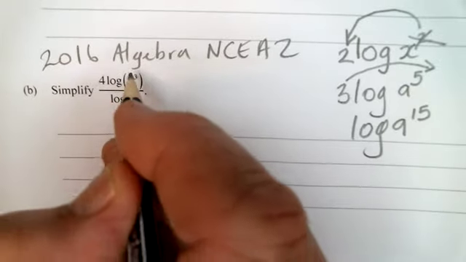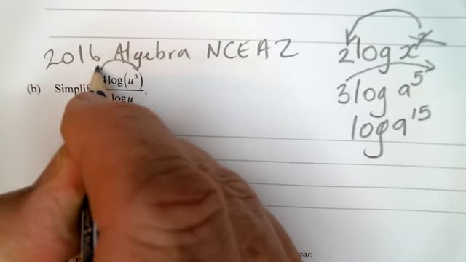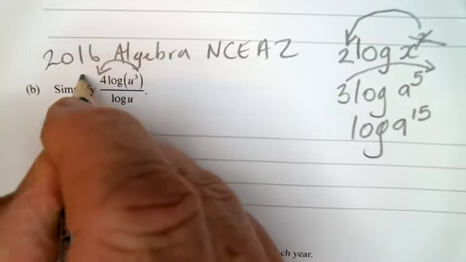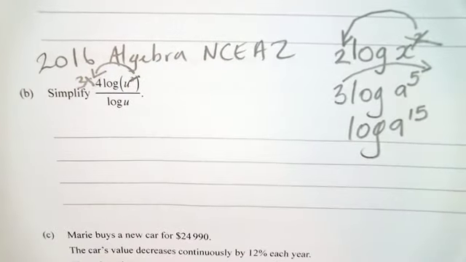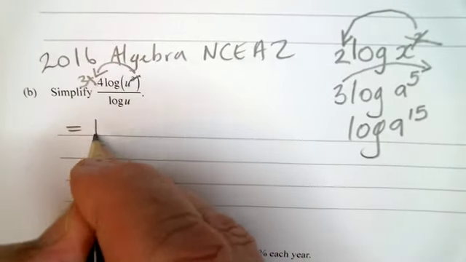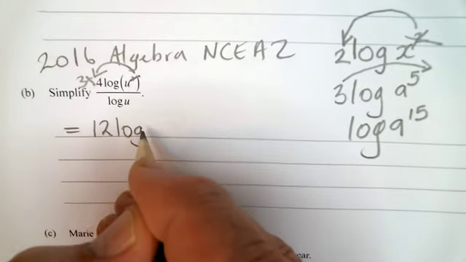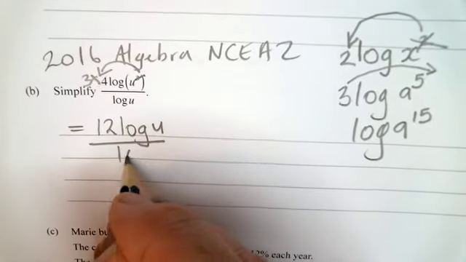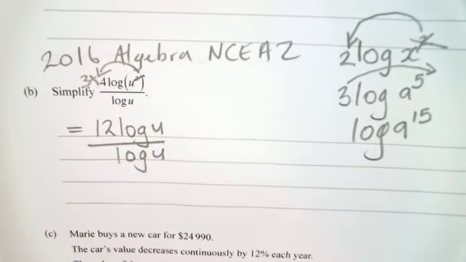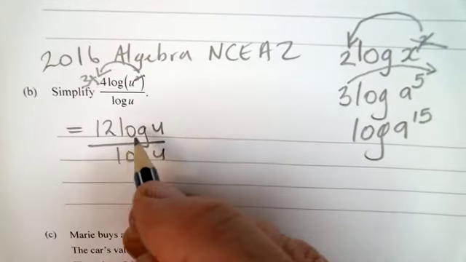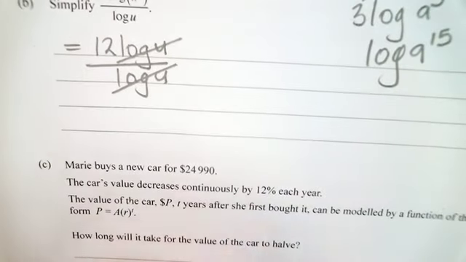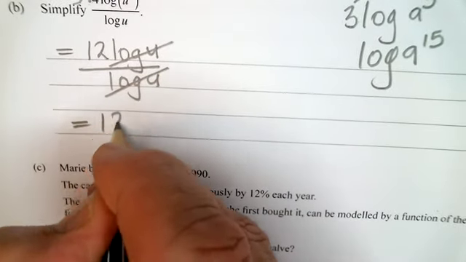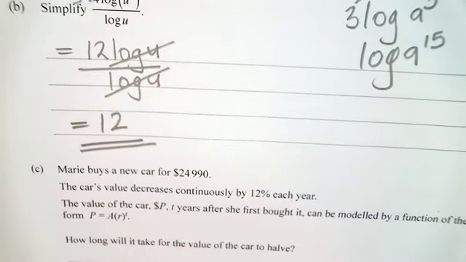So if I, for example, took that 3, popped it out the front here, then I would have 3 times 4. The 3 here disappears, and I would end up with 12 log u over log u. Now you can see straight away what we've got there, which is rather useful, because log u, of course, divided by log u is 1. And of course that leaves us with 12. And there is our answer.